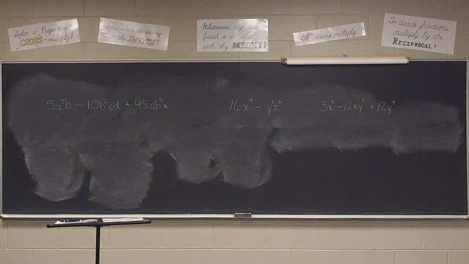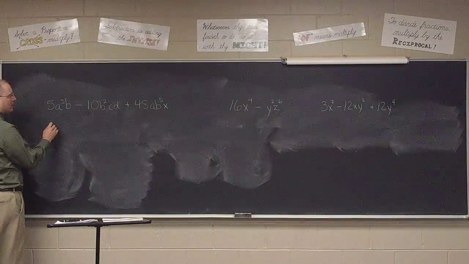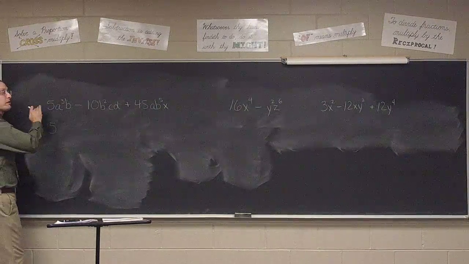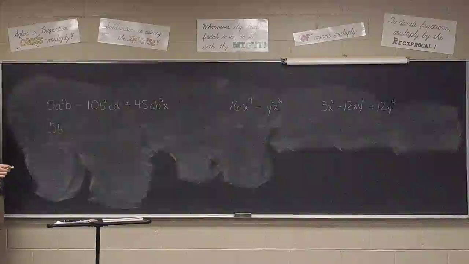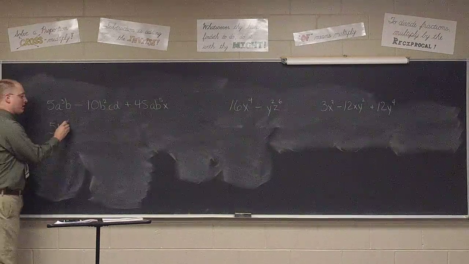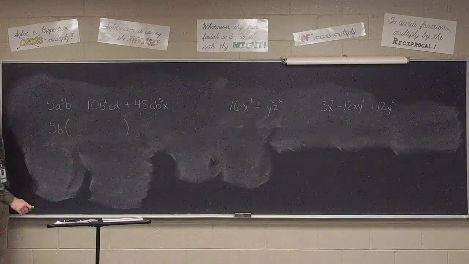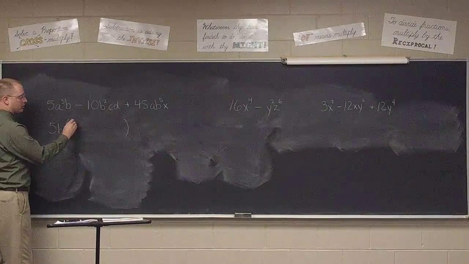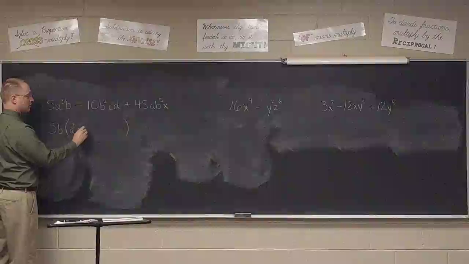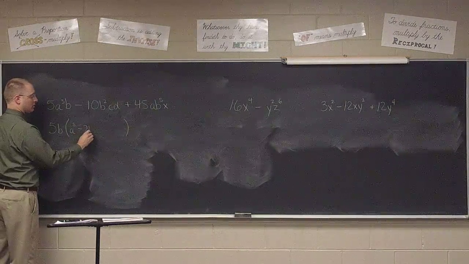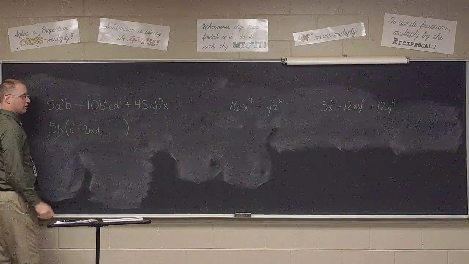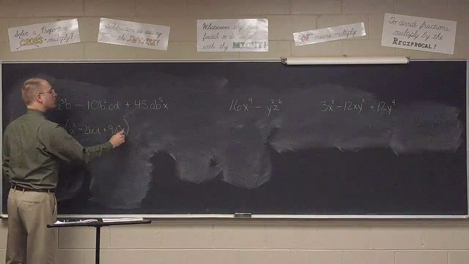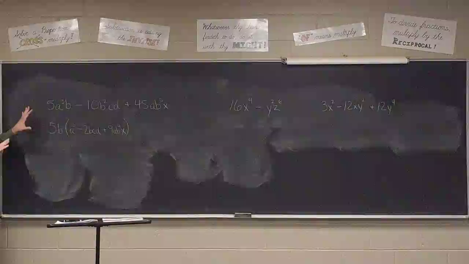Brecken, what's the common factor here? 5AB. Well, you're right about the 5, because I see a 5 everywhere. I also see a B everywhere. I don't see an A everywhere. Just 5B. What would we get when we factor out a 5B, Brecken? There we go, good. Everyone else good to go as well? Remember factoring out the common factor.